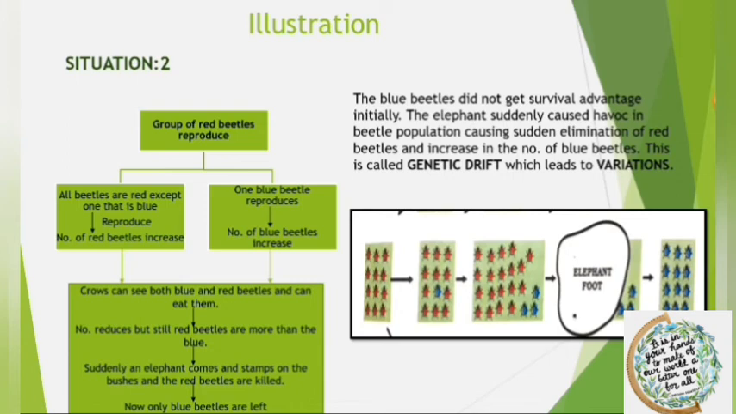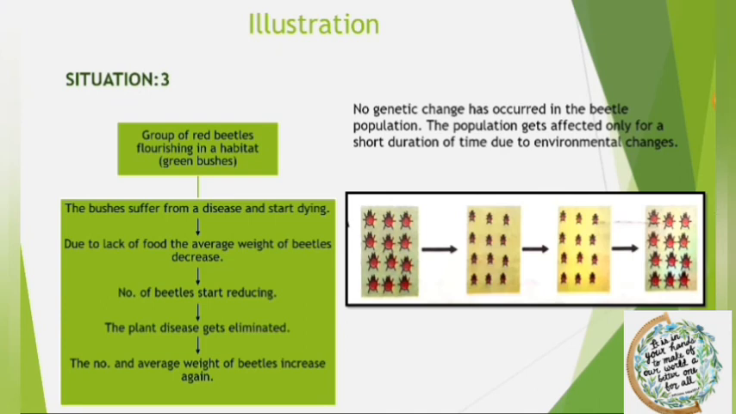Now, let us consider a third situation. In this situation, there are no crows, but the beetle population increases. The bushes on which they are feeding start suffering from a disease. Some bushes start dying of the disease, and there would be food scarcity for the beetles. As a result, the beetles would be poorly nourished, and the average weight of the adult beetles would decrease. After a few years, the plant disease gets eliminated. There will be plenty of food available for the beetles to have.